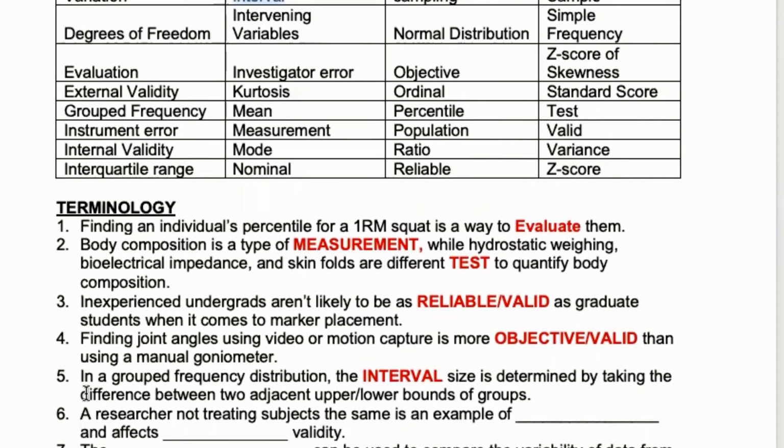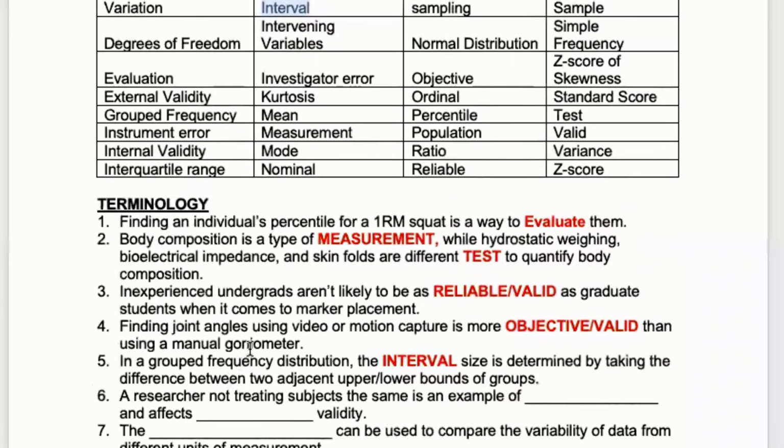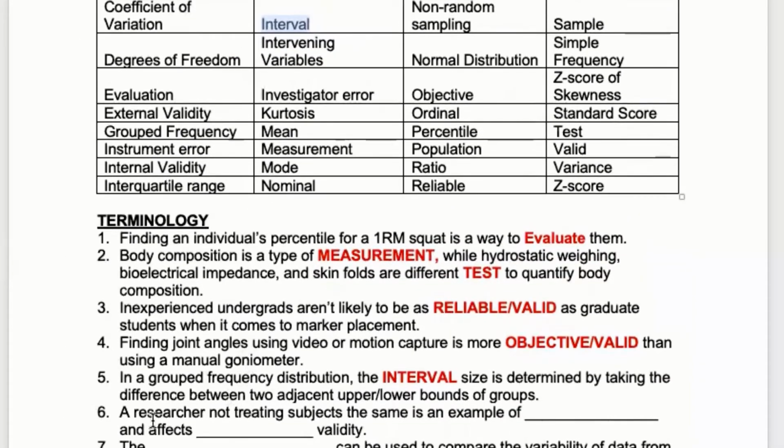Number 6. I'm going to zoom out just a smidge, that way I don't cut off the word bank. Number 6, a researcher not treating subjects the same is an example of blank and affects blank validity. Anyone else feel like they want to chime in?